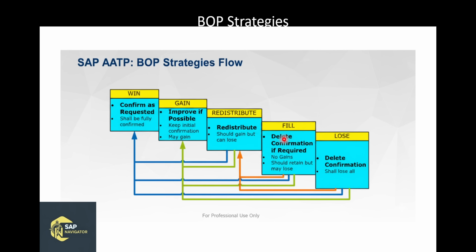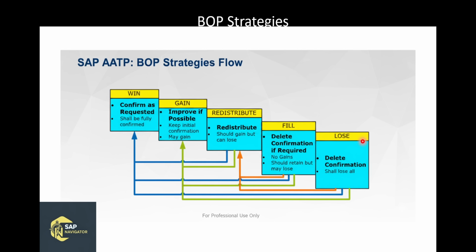Okay, and then fill category. So delete confirmation if required. So there are no gains; you should retain but may lose. Based on the requirement, this fill category stock can be assigned to these three categories: win, gain, redistribute. Mostly in critical demand situations where we are running out of supply, the business sometimes allocates the quality inspection stock and return stock to other customers. Let's say I place the return order, but there is one more customer who is waiting for that same product. So they might allocate the stock to that second customer. Those kinds of orders we run in fill category.